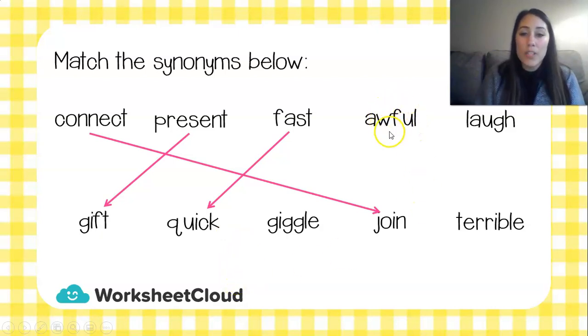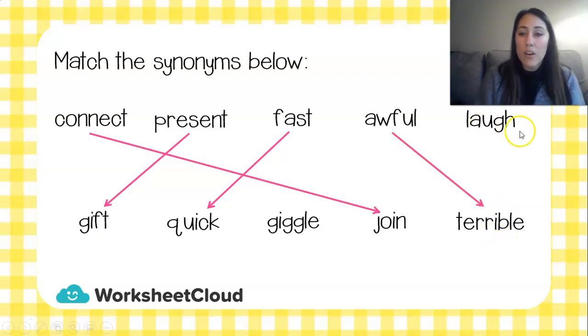Our next word we've got here is awful, and awful means that it's not very good at all. And we've got giggle left, or we've got terrible that we can match. And awful and terrible, yes, well done. Those two words mean the same thing. I had an awful day, or I could say I had a terrible day.